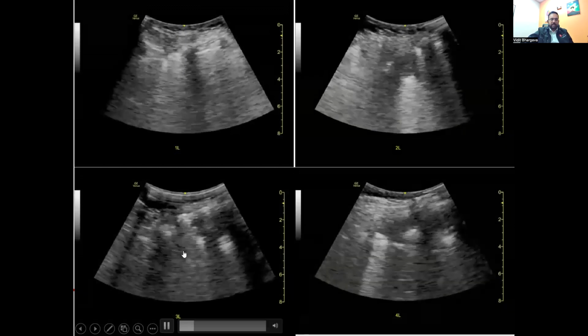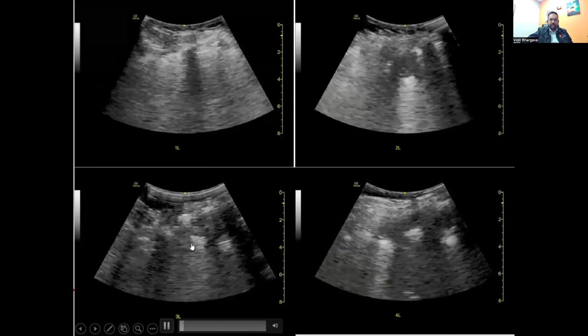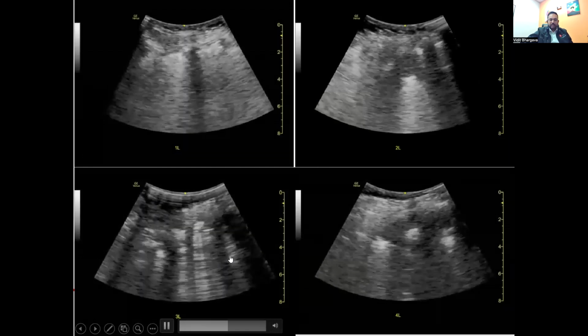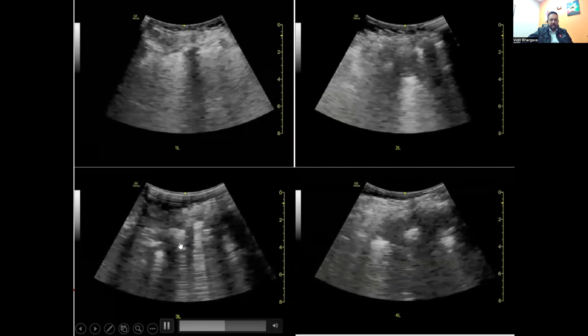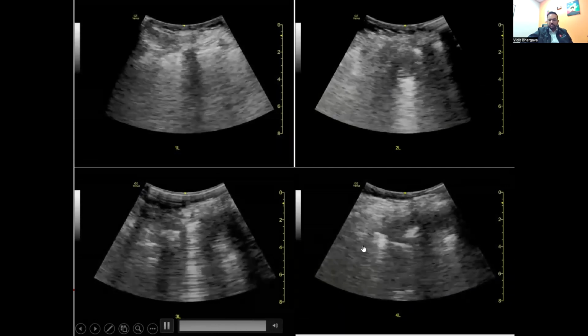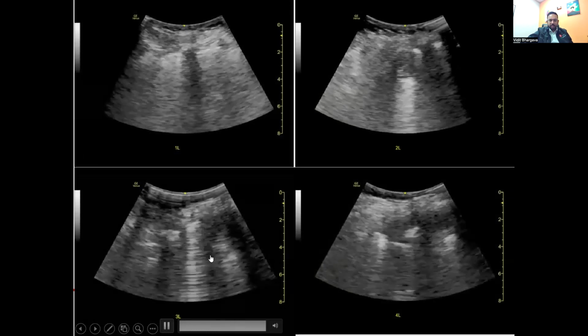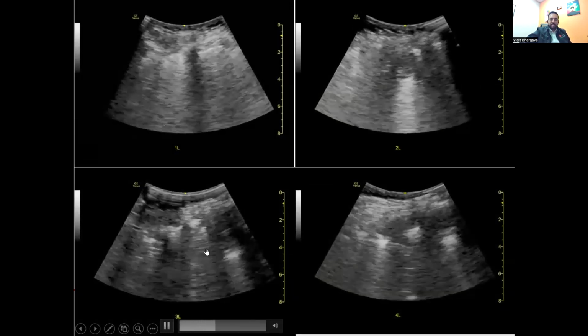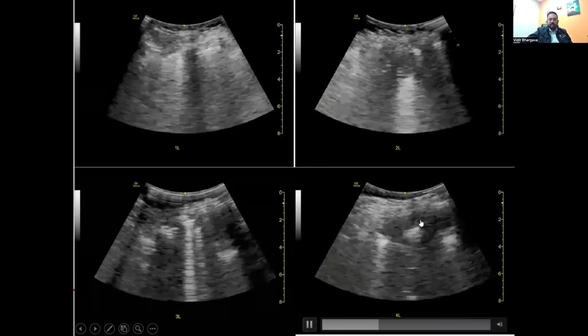Those findings become much more pronounced when you're approaching the lung from a lateral field. Here you see a ton of these air bronchograms, which are hyperechoic areas with some B lines emerging from them, pretty large in size, I want to say about 3 to 4 centimeters wide. Similar findings on the lateral lung.